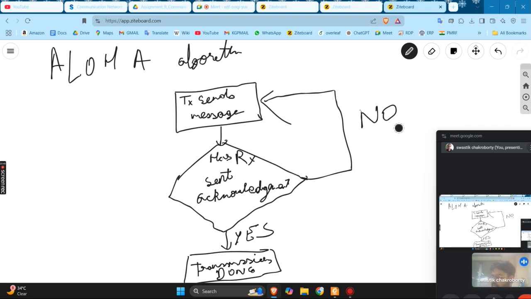So if the receiver sends an acknowledgement and you receive that at the transmitter, that means transmission is over and you no longer need to send the message. But if not, then you will try again and again and again. So this is pure ALOHA.